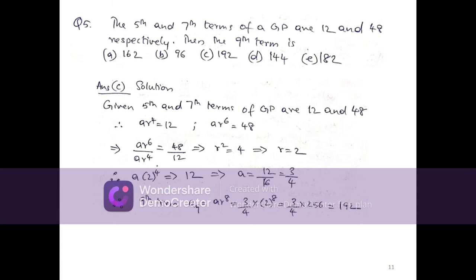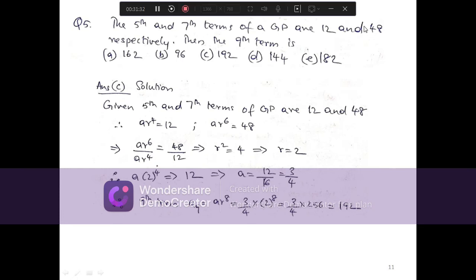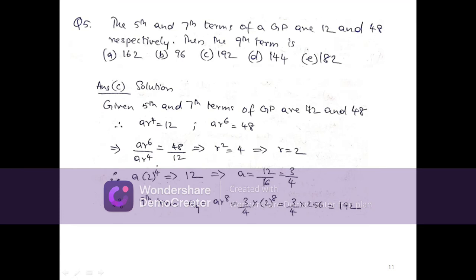Therefore, what is the ninth term? A9 equal to A into R raised to 8, which is equal to 3 by 4 into 2 raised to 8, which is 3 by 4 into 256. That is equal to 192. So that's how the ninth term is 192. Now we look into the next question.